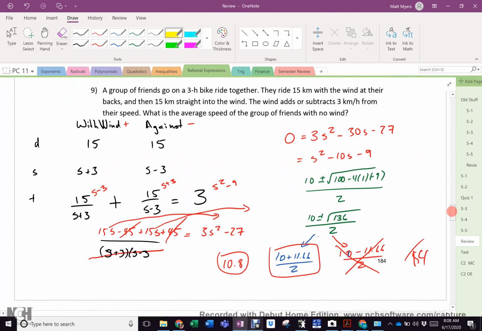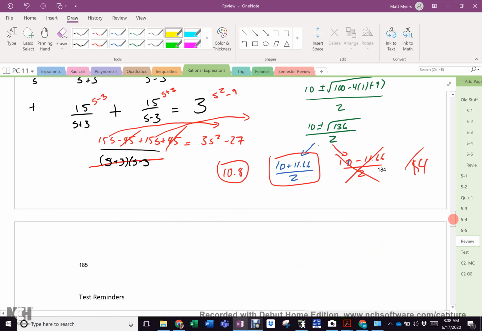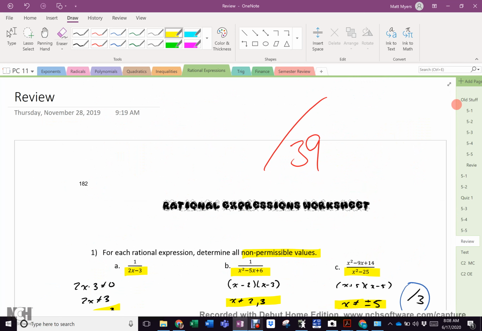And here, with the wind against the wind, 15k with, 15k against, they rode their bikes at some speed. The wind helped them, and the wind hurt them. Time is always distance divided by speed. Set up your common denominator. Work it out, factor it out. When you get to here, that doesn't factor, so you had to use the quadratic formula. This gives you a negative number. It can't have a negative speed, so it had to be this one. And the whole thing is out of 39.